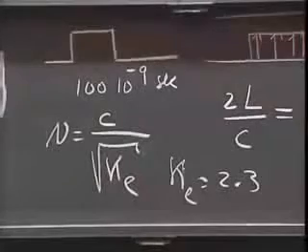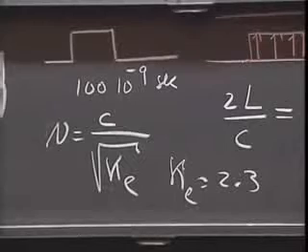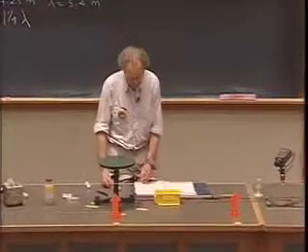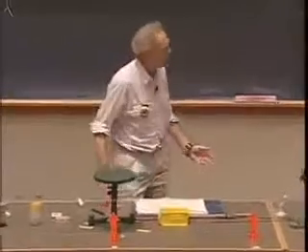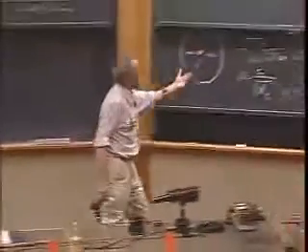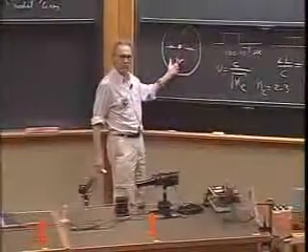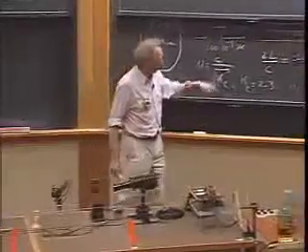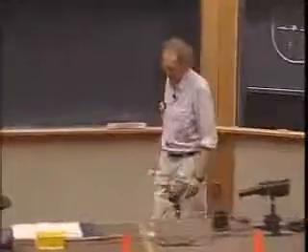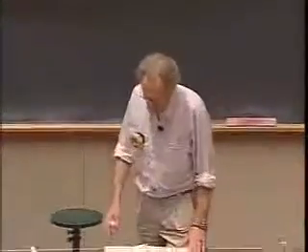And if you calculate 1 divided by the square root of 2.3, that happens to be 0.65. And so that's why the speed is 65% of the speed of light. So you see also the effect of the dielectric constant here, which is quite wonderful. Remember, the square root of kappa E was also called the index of refraction.